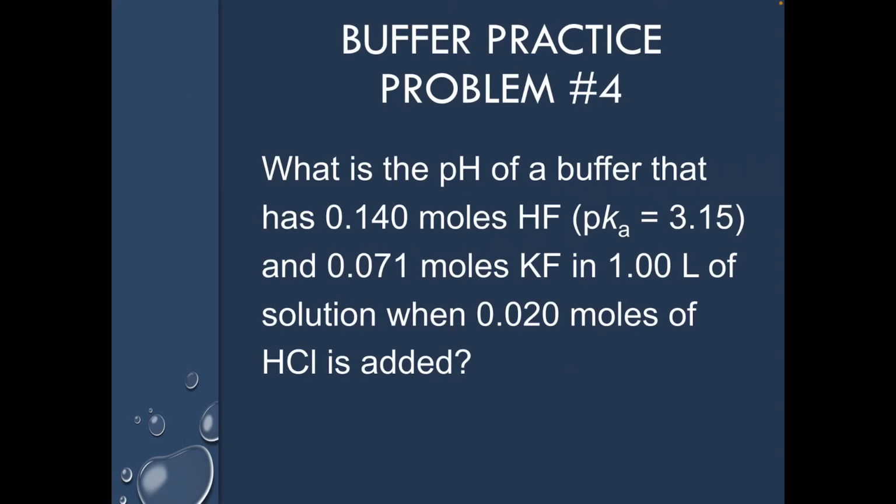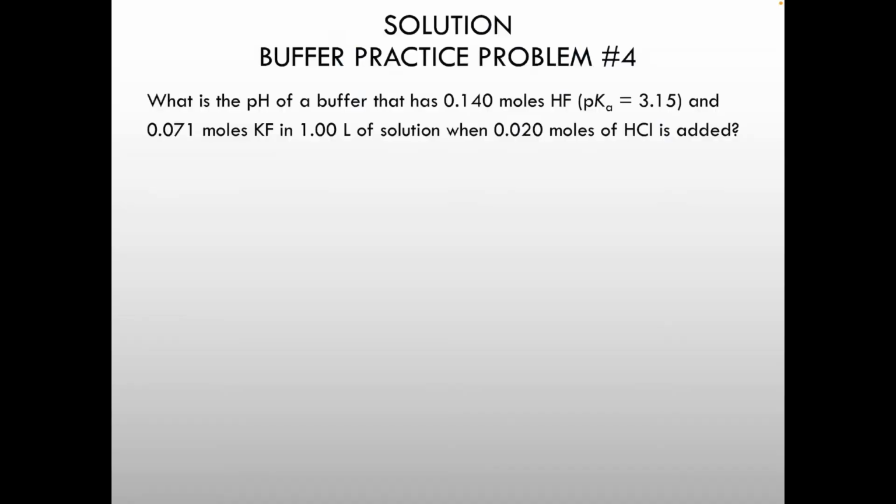What is the pH of a buffer that has 0.140 moles of hydrofluoric acid and 0.071 moles of potassium fluoride in 1 liter of solution when 0.020 moles of hydrochloric acid is added? So in this problem, we have a buffer, right? We have a weak acid and a conjugate base because in water, KF will give us K plus and F minus. But now we are going to add hydrochloric acid to our buffer. And so we need to figure out, after that happens, do we still have a buffer? And regardless, what's the pH after the reaction happens?